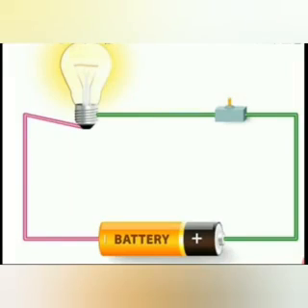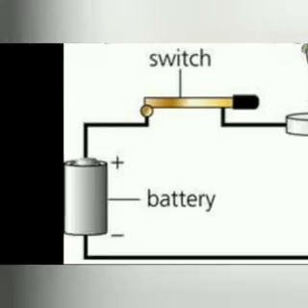Here you can see the small electric circuit with a switch. So this is the battery. The pink color is connected to the bulb, that is the negative, and the green color is connected to the switch, and if the switch is on, the bulb is going to glow.